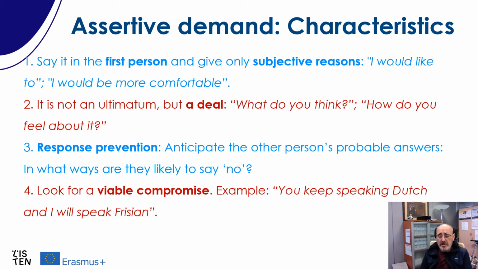So to summarize, the characteristics of an assertive demand would be, it has to be formulated in the first person, like I would prefer, I would like, and use only subjective reasons. It is not an ultimatum, it is a deal, so you've got to ask them about their view. And you've got to prepare some kind of response prevention. So you've got to anticipate what kind of difficulties the other individual might come up with and then be prepared for that. And in the end, you look for a viable compromise. For example, in the end, you could compromise to speak your own language and accept answers in the dominant language.